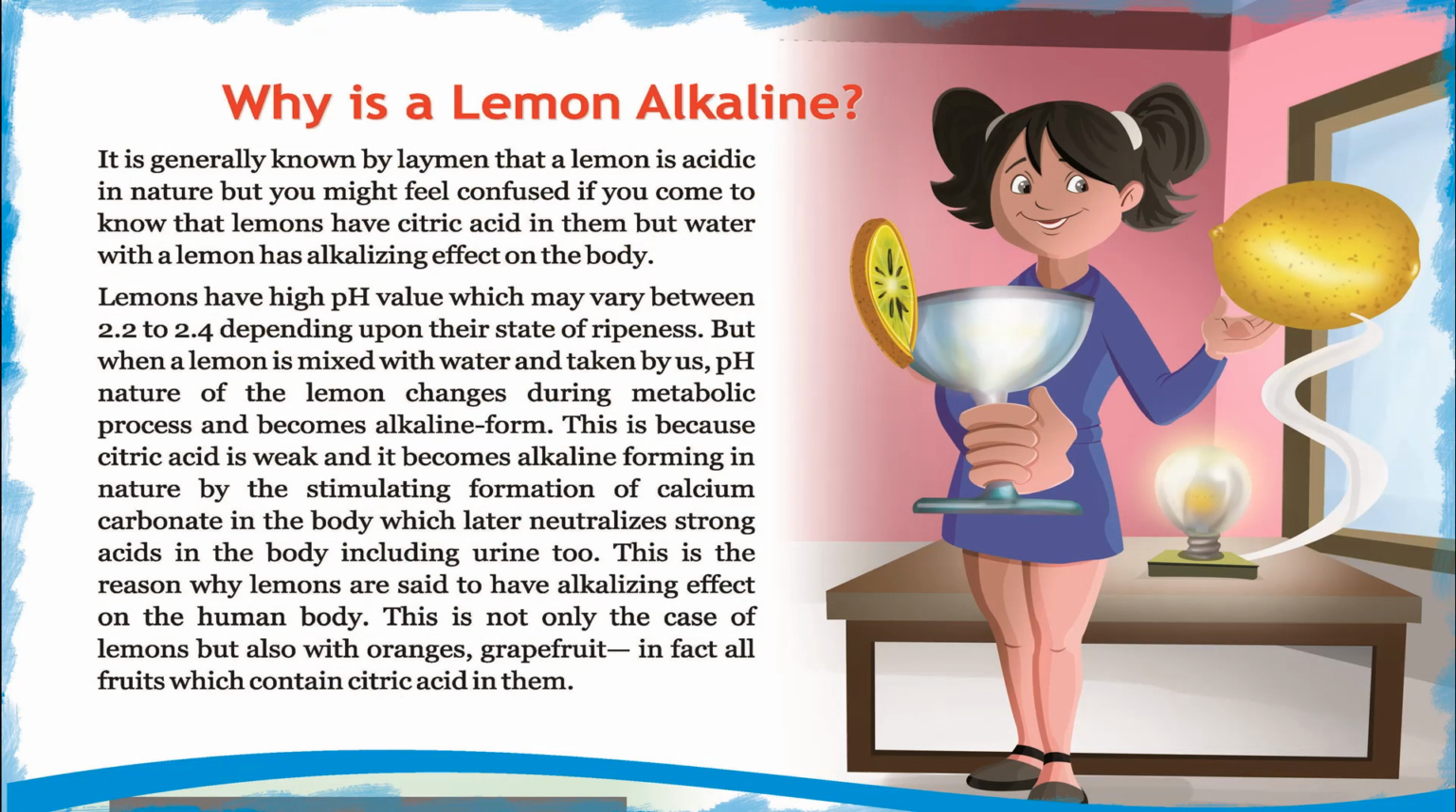But when a lemon is mixed with water and taken by us, the pH nature of lemon changes during the metabolic process and becomes alkaline. This is because citric acid is weak and it becomes alkaline, stimulating the formation of calcium carbonate in the body, which later neutralizes strong acids in the body, including in urine too. This is the reason why lemons are said to have an alkalizing effect on the human body. This is not only the case with lemons but also with oranges, grapefruit, in fact, all fruits which contain citric acid in them.